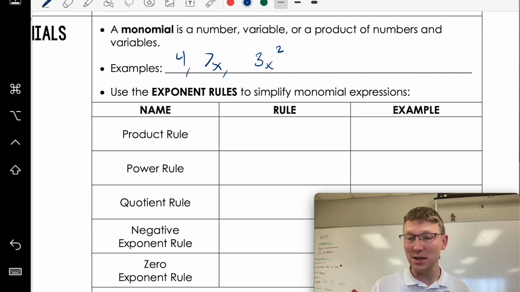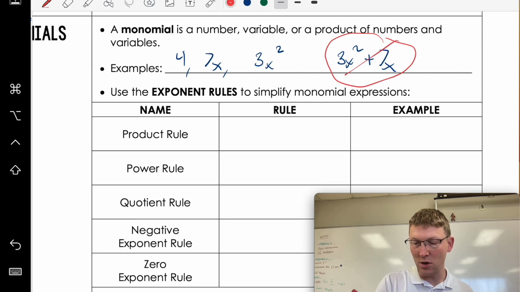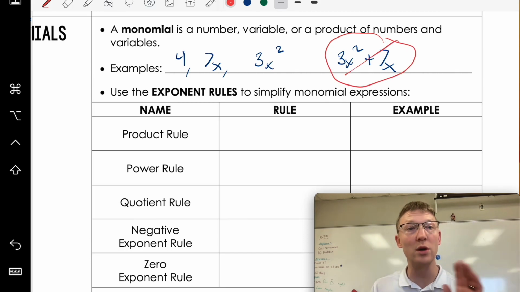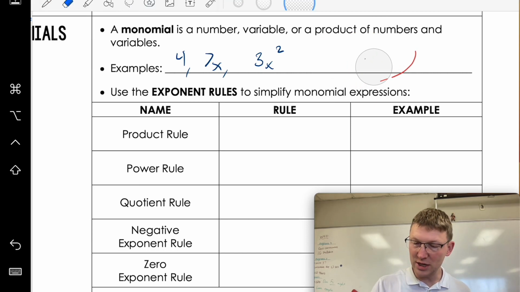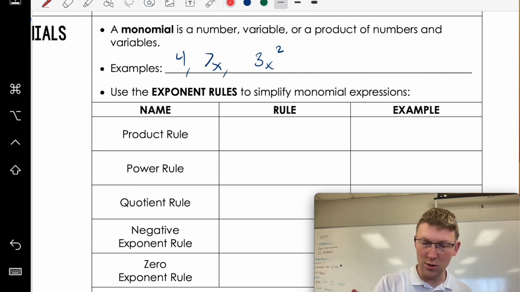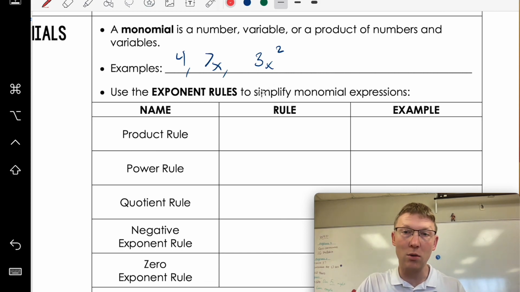Things that are not a monomial: 3x squared plus 7x. This is not a monomial. That is a polynomial. We'll get to those later. But a monomial is just the single thing. Notice how they are all multiplied together. So that's what we're going to talk about. We're going to talk about multiplying, or product rules, of monomials.